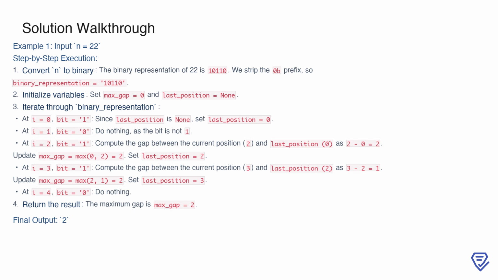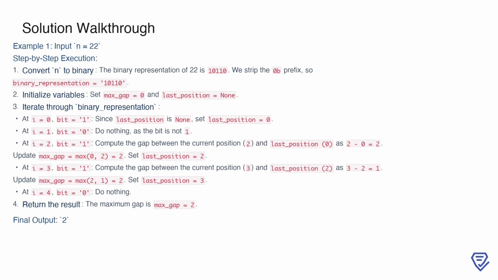Now, we iterate through each bit of the binary string. At index 0, the bit is 1. Since last_underscore_position is currently None, we set last_underscore_position to 0. At index 1, the bit is 0, so we skip it and move on. At index 2, the bit is 1. Here, we calculate the gap as the difference between the current index 2 and last_underscore_position, which is 0. This gives a gap of 2. We update max_underscore_gap to the maximum of its current value, 0, and this gap, resulting in max_underscore_gap equals 2. We also update last_underscore_position to 2.